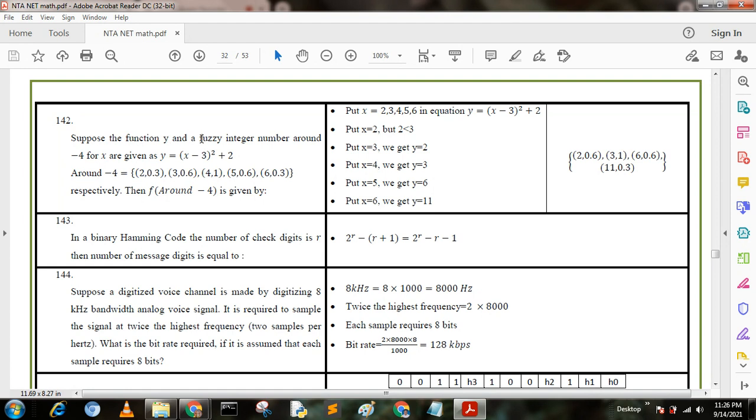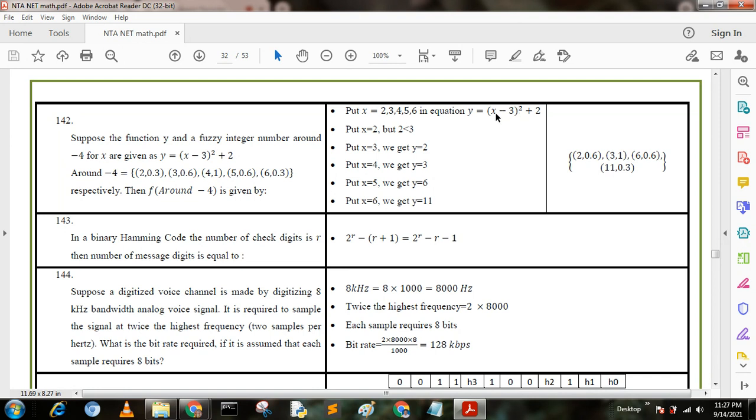Suppose the function y and a fuzzy integer number around 4 for x are given as y equals (x minus 3) whole square plus 2, and around 4 equals 2, 0.3; 3, 0.6; 4, 1; 5, 0.6; 6, 0.3 respectively. Then around f of 4 is given by? Put x equal to 2, 3, 4, 5, 6 in the equation y equals (x minus 3) whole square plus 2. Put x equal to 2, but 2 is less than 3.